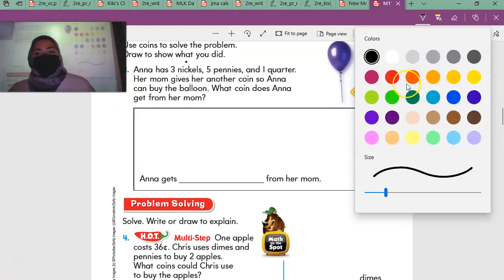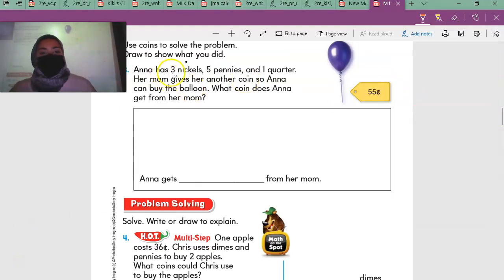Alright, let's look at number 3 together. Anna has 3 nickels, 5 pennies, and 1 quarter. Her mom gives her another coin. We don't know what it is. So Anna can buy the balloon. Question is, what coin does Anna get from her mom?